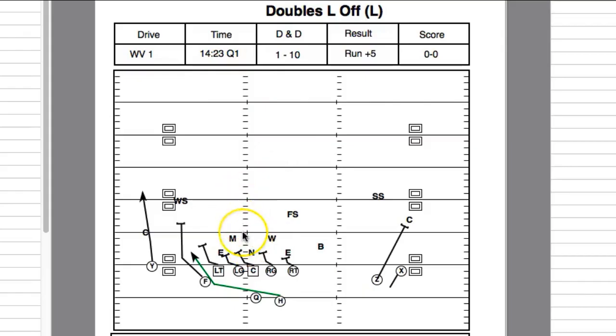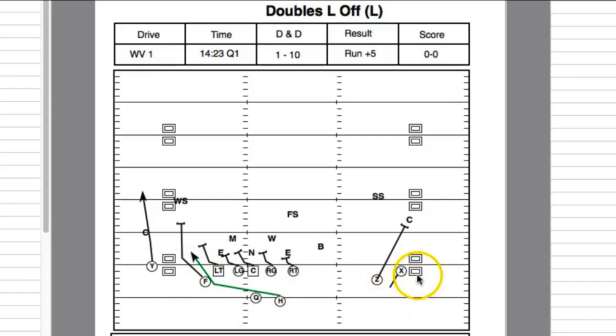Ball's on the left hash, and they come out on what I call doubles left off. So basically saying to the boundary side, you got a split receiver, and then a running back, fullback, or H-back type of guy who's in a wing look right here. So I call that my off look.